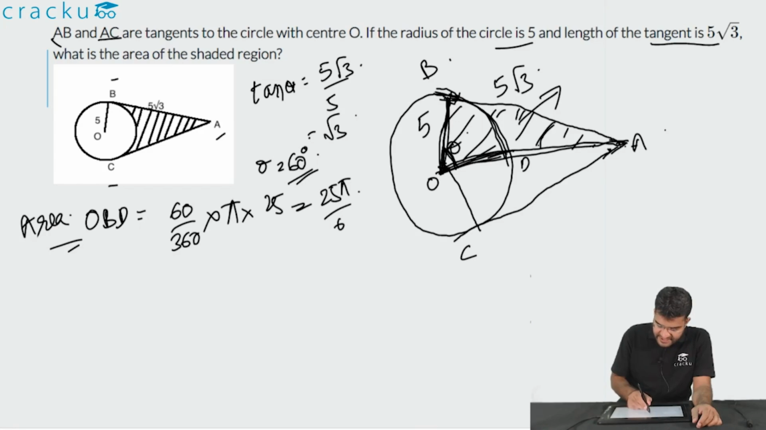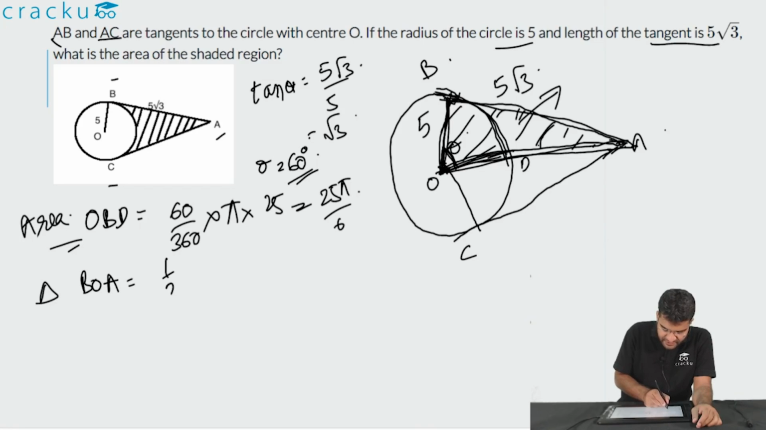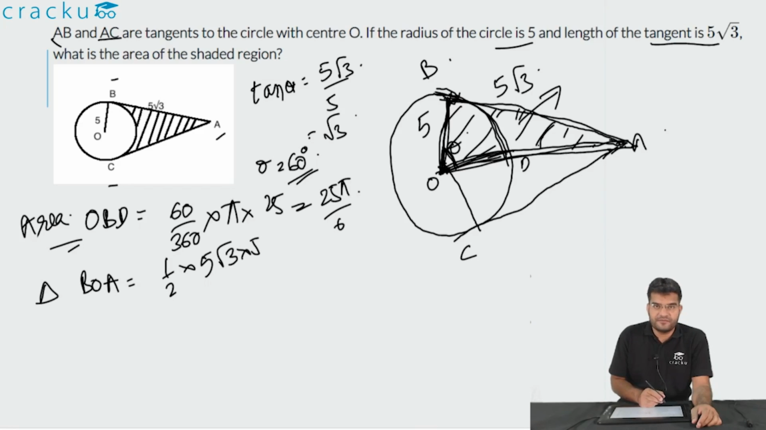Now what is the area of the triangle BOA? Area of triangle BOA is equal to half into base into height. Base is 5 root 3 into height is 5. Because this is a right angle triangle, we just have to multiply these two. This comes to 25 root 3 by 2.